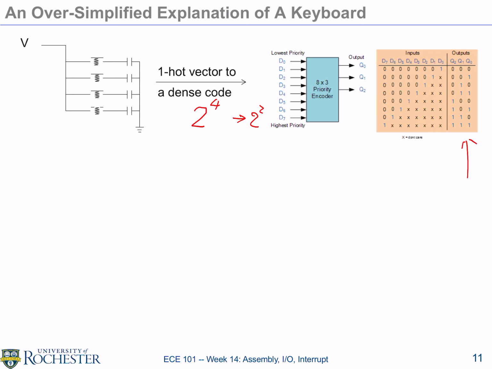The priority simply means if there is a 1 at, let's say, the higher end of the bits, I don't care what happens to the rest. So let's take this example. If D5 is a 1, it doesn't matter what the rest of them are. They can be 0 or 1. I'm going to give it the code 101. So that's what priority encoder means.